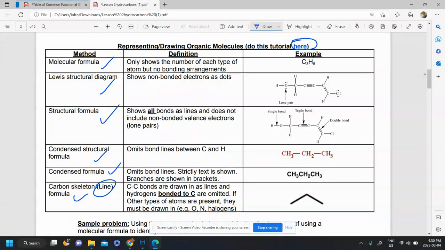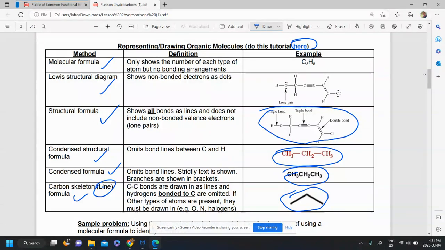It'll open up a document and there'll be a video within the document. You watch the video, complete the practice problems, and you'll be a pro at representing organic molecules in different ways. The most common ways that we use are typically the bond line diagram, the condensed formula, and the condensed structural formula. We will sometimes use the structural formula as well.